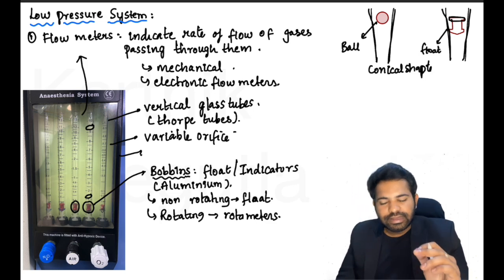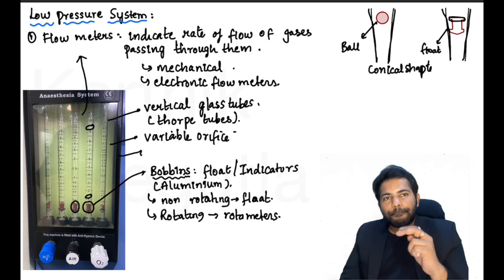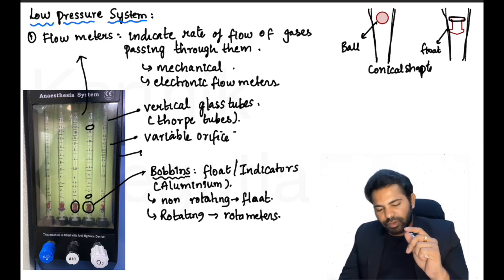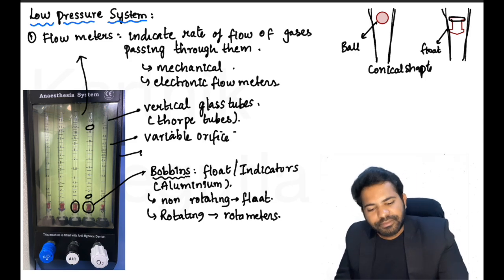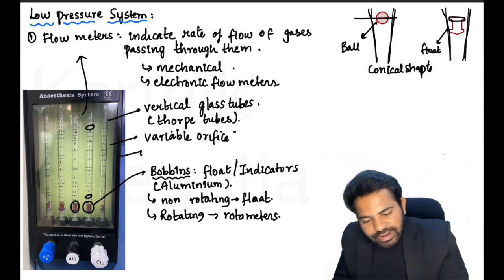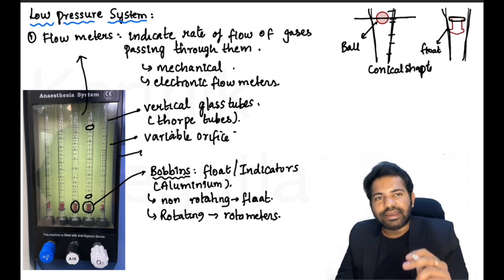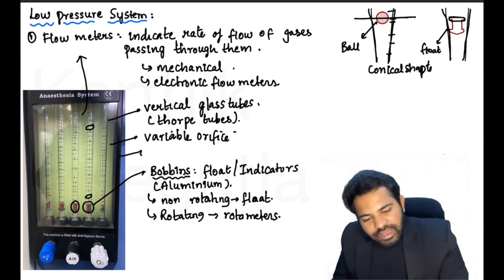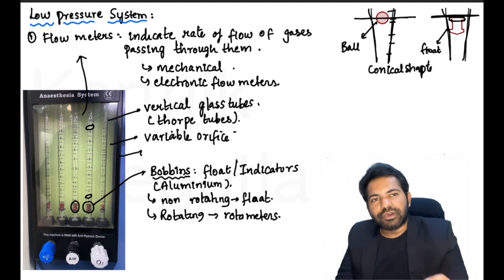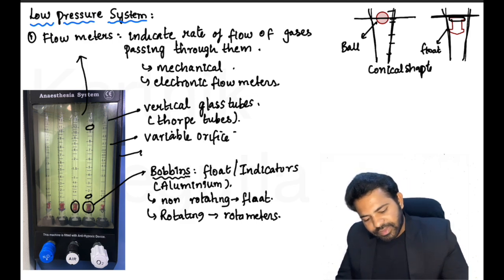How do you read the flow? If you have a ball type, then you have to read at the center. Here you have the readings on the glass. So whatever reading corresponds to the center of the ball, you have to take that reading as the flow. If it is a float, then you have to take the upper rim of the bobbin. Clear? Now moving on.